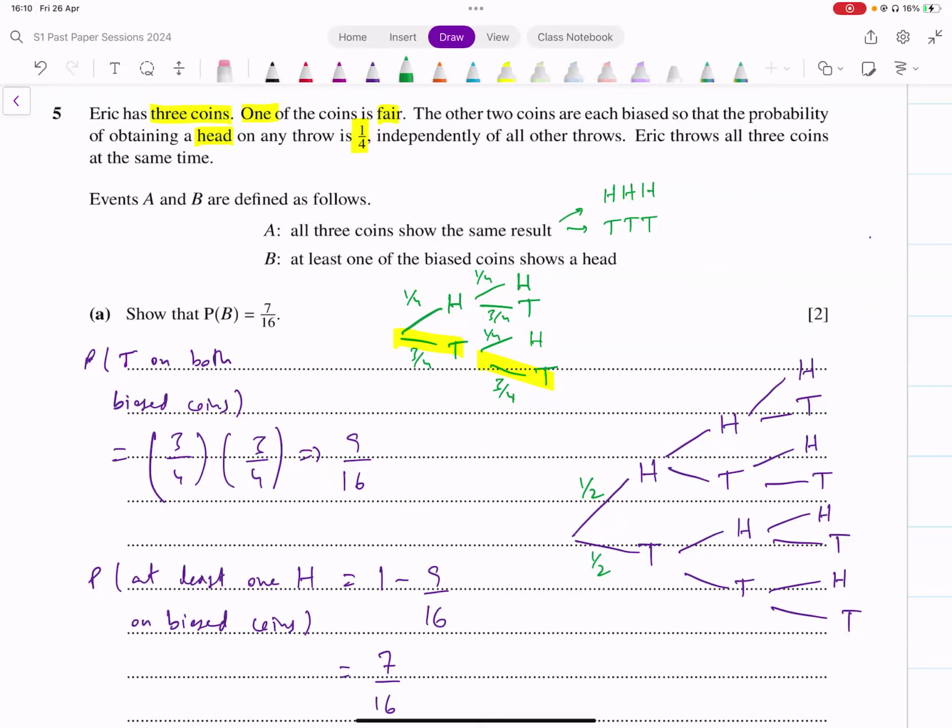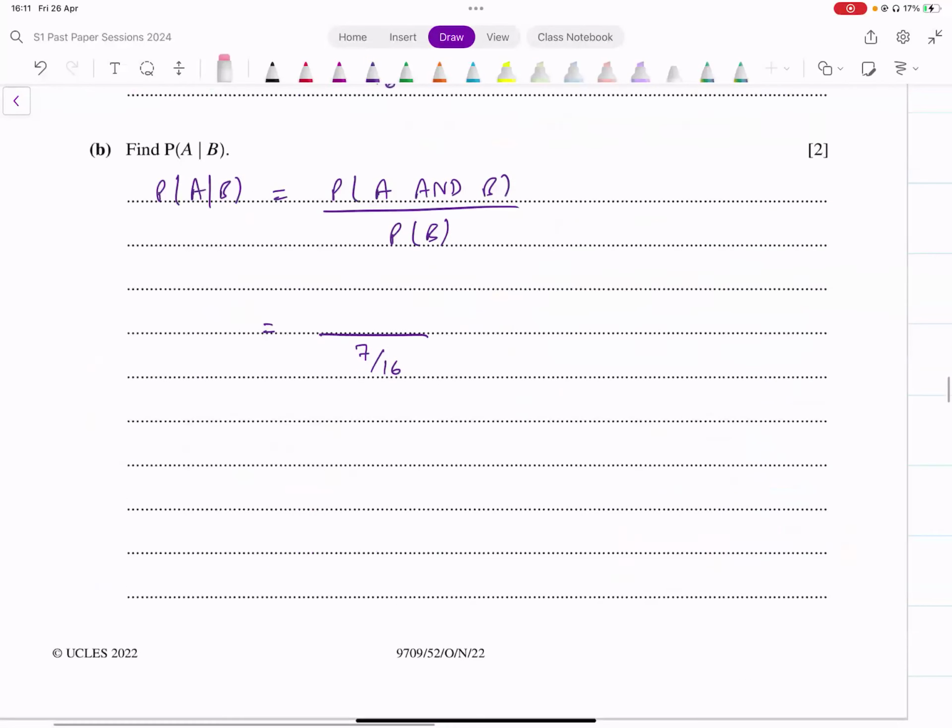Now, what's the intersection with there being at least one biased coin that shows a head? What's common between these 2 events? H, H, H is what is common. This is the common event because this will occur in both the events. It satisfies the condition for A and satisfies the condition for B as well. This is the only outcome that satisfies both of these conditions, that at least there is one head and all coins are showing the same result. So this is what you're going to get in the intersection in the numerator here.